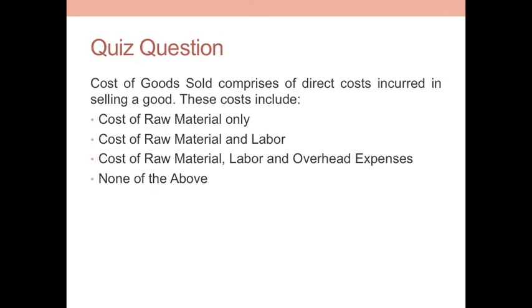Time for the next quiz question. As we discussed, cost of goods sold comprises certain direct costs incurred in selling a good. So you need to tell me which of the following costs are included as part of cost of goods sold, and your options are cost of raw material only, cost of raw material and labor, cost of raw material, labor and overhead expenses, or none of the above.